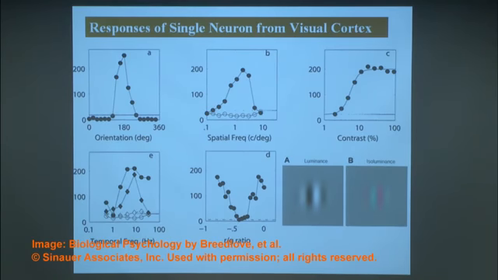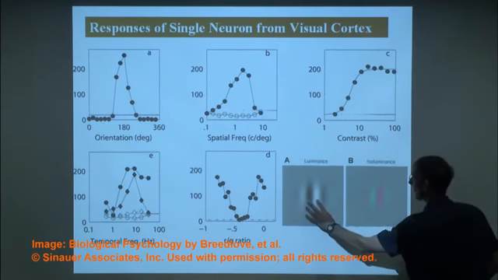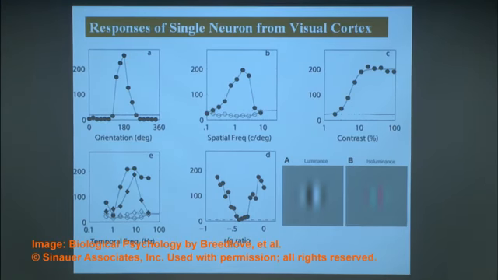Now you do things like change the contrast. So you take this grating and you make these bars lighter and lighter, less contrasty. And just above, and this is a log scale, so at about just above 2% contrast, this neuron starts firing relatively vigorously until at about 10% contrast, it's reached a maximum response.